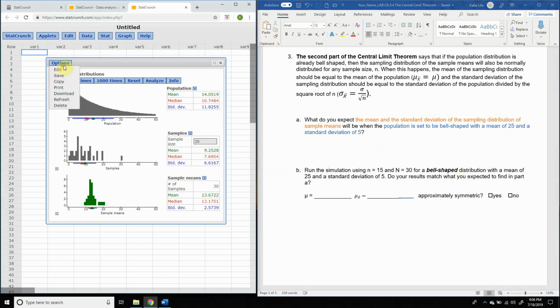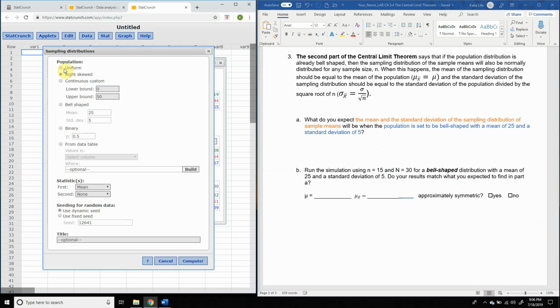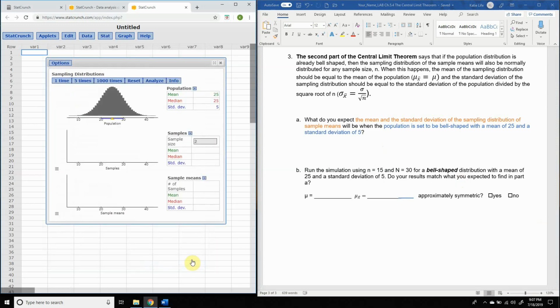Let's do options, edit, and excuse me, this time we're going to click bell-shaped and compute. So we're already specifying here that the population has a normal look to it. So in part A, what do you expect the mean and the standard deviation of the sampling distribution of sample means will be when the population is set to be bell-shaped with a mean of 25 and a standard deviation of 5?